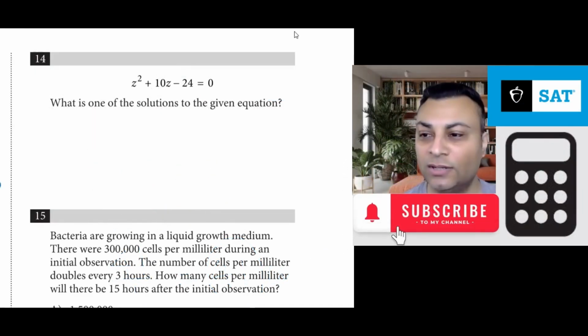Question 14. Z squared plus 10z minus 24 equals 0. What is one of the solutions to the given equation? Okay, we can solve this by factoring.